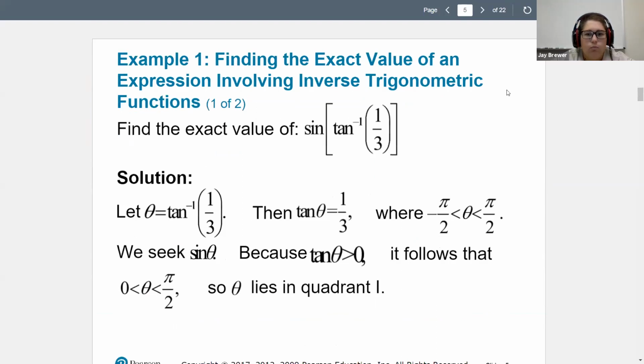So I see why this is different now. Okay, so we have the sine of the tangent inverse of 1/3. So we have to kind of go inside out, right? So the first question you have to ask yourself is, what theta between negative pi over 2 and pi over 2 gives me 1/3?